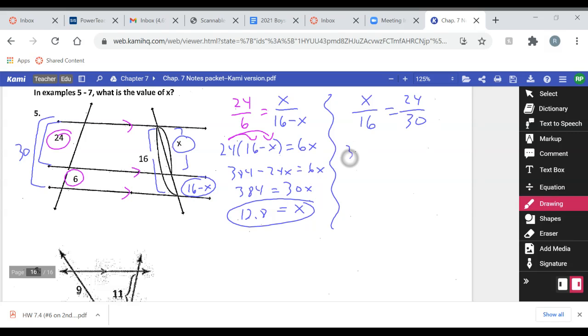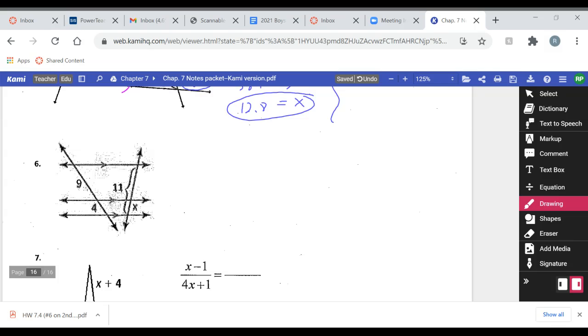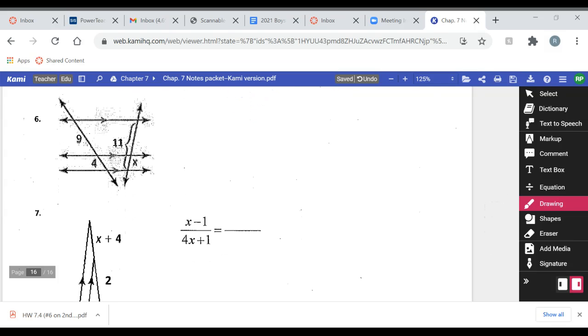So I could cross multiply 30x equals 24 times 16, which is 384. I divide by 30 on each side, and then I get my 12.8. So again, I kind of got the answer a little bit quicker, but again, it's just a different way to set it up. All right, look at number 6. It's a very similar problem. If you want to try this one on your own, one of the two methods that I just showed you at number 5, that's fine. You can pause the video and then join back in a minute. I'm going to go ahead and show you how you can set up both ways.